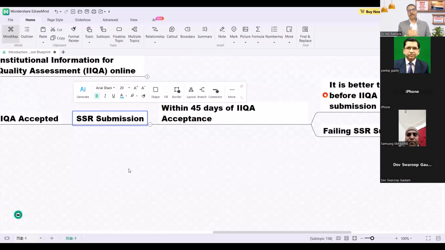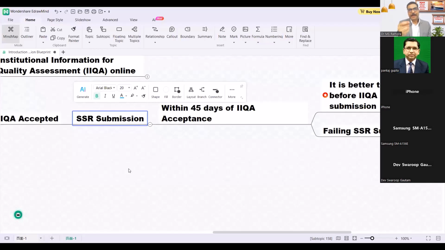In the case of affiliated institutions, it would have 55 matrices, for a general affiliated institution. In the case of general universities, it is 115 matrices. In the case of health science universities, it is 125 matrices. So there are different types of institutions for which the manuals have been given on the NAAC website.